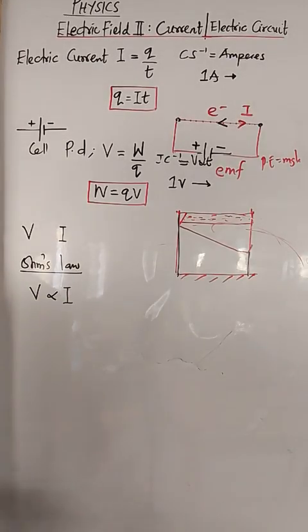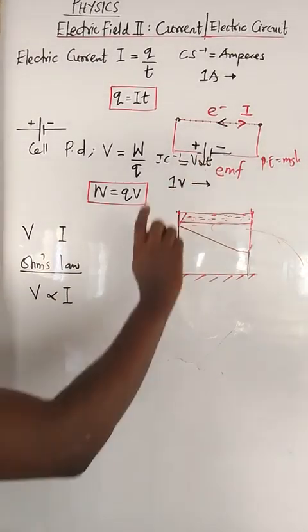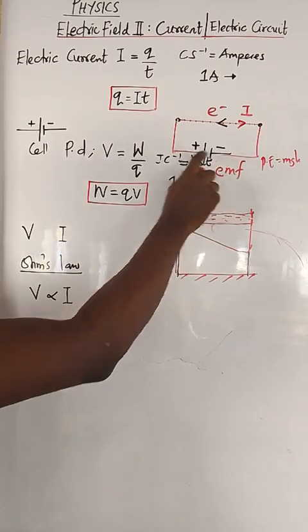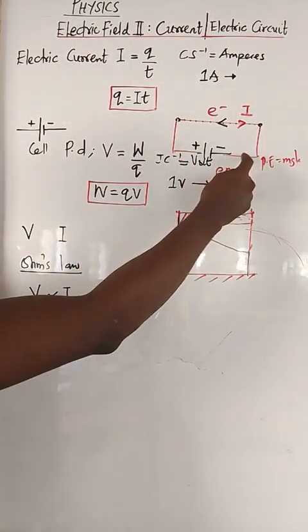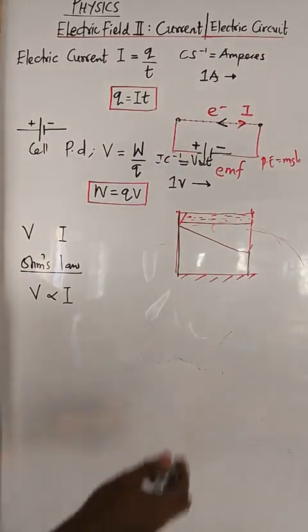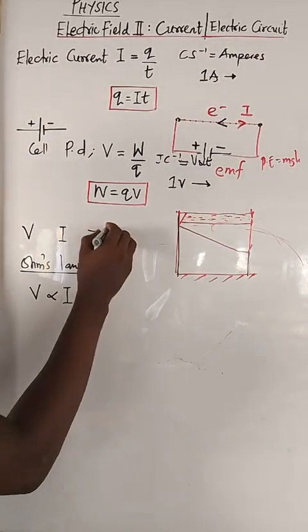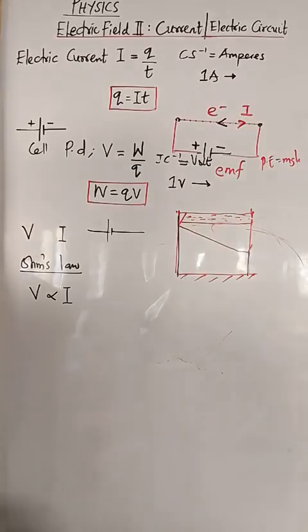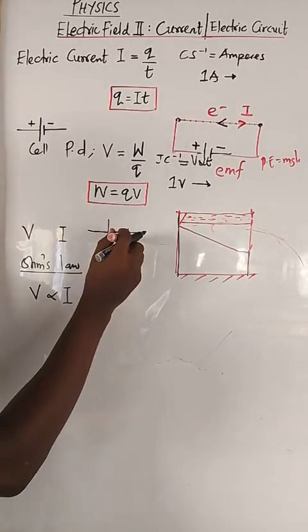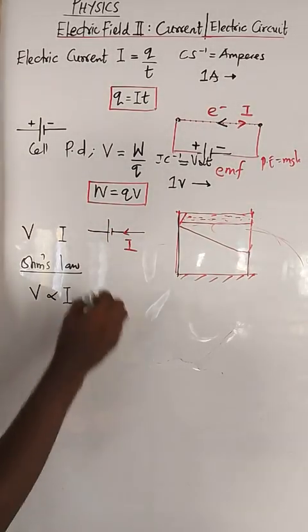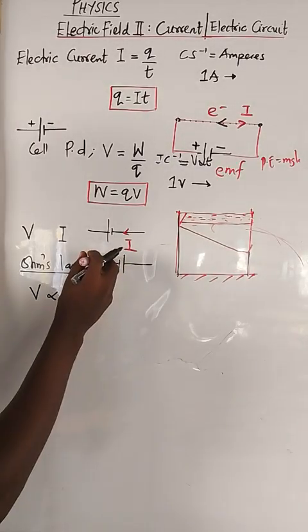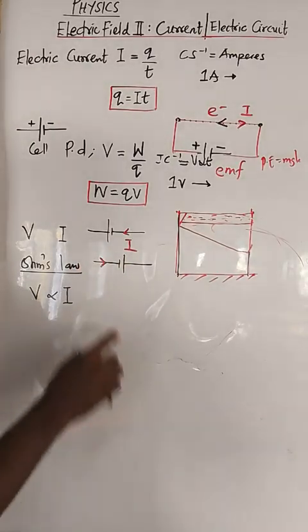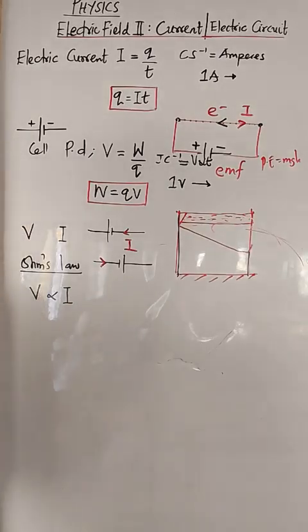So current flows from the negative terminal to the positive terminal, although electrons flow from the positive to the negative. So this takes the direction of current. Anytime we have a cell, if the cell is drawn this way, the direction of current is here. This is I. If the cell is drawn this way, the direction of current is this. Current always flows from the negative terminal to the positive terminal, but electrons the opposite.